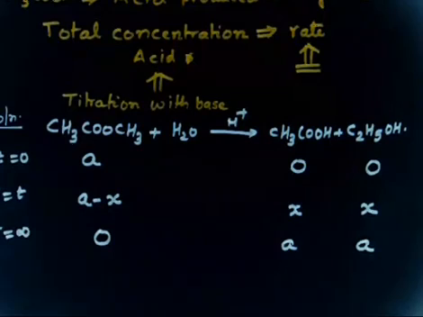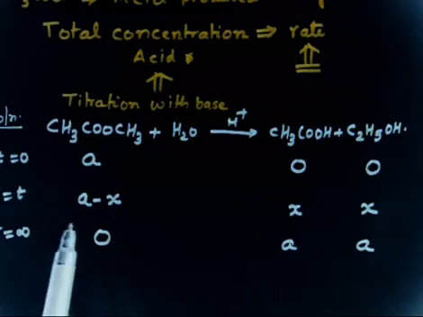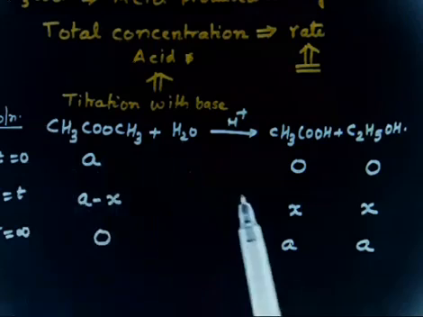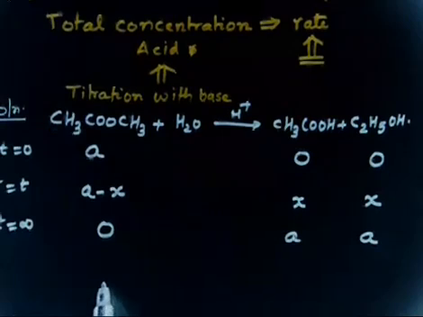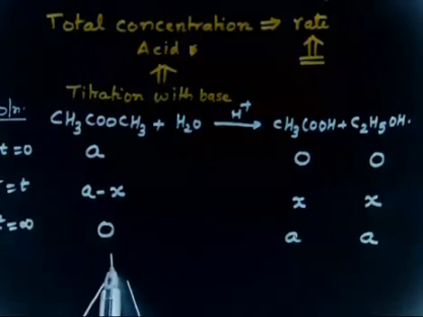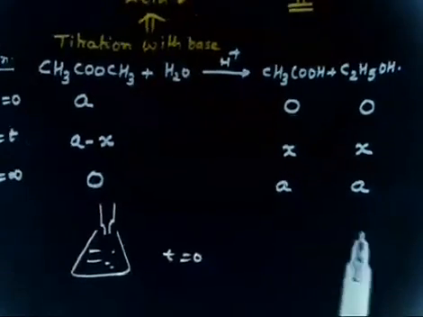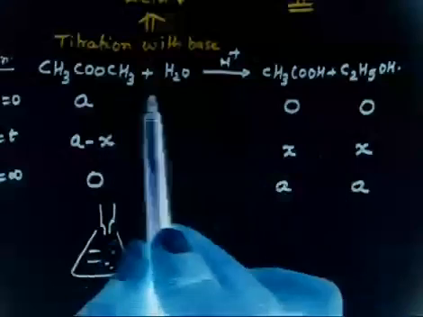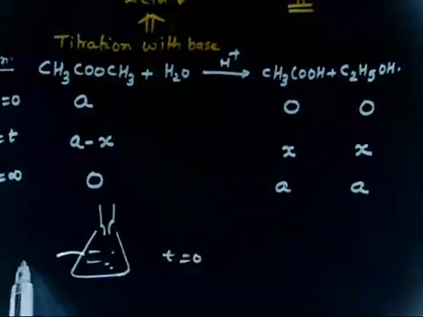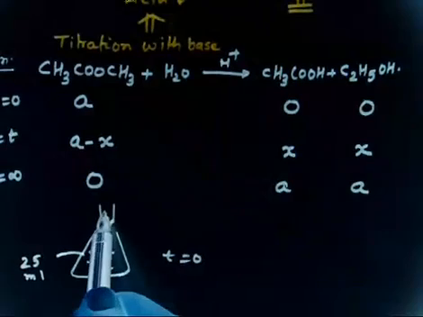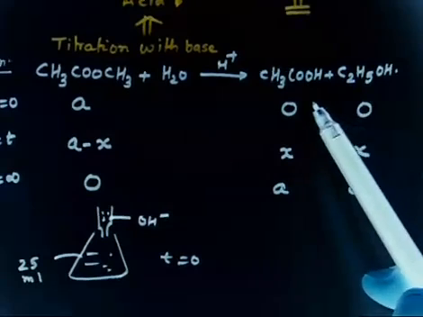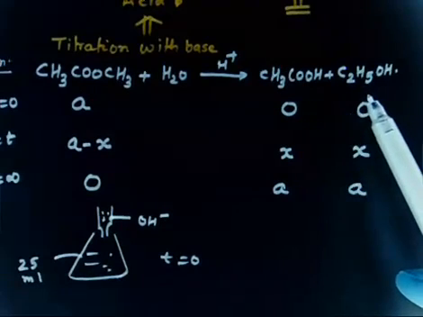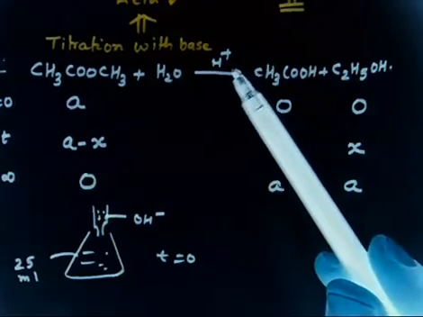Now let us say I start a titration. Let us say t equals 0. I have taken some mixture of this solution and titrated it with a base. Here I am taking, initially at t equals 0, some solution of this. Let us take 25 ml every time. If I take a 25 ml sample and titrate with base OH minus, what will I titrate? At t equals 0, there is no acetic acid, no alcohol. I will only titrate H plus, that is the catalyst. Are you getting it or not?